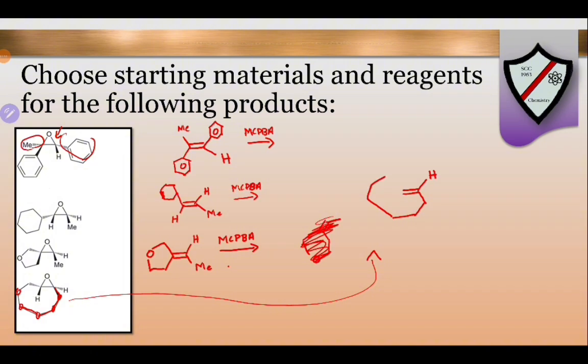And one more. Then we would have just a plain hydrogen on this side. So maybe cleaning that up a little bit. Our starting material would look something like that for treatment with MCPBA to give us that following epoxide.